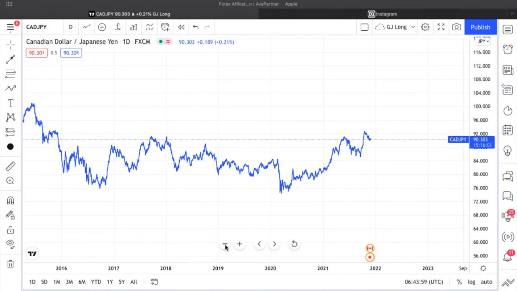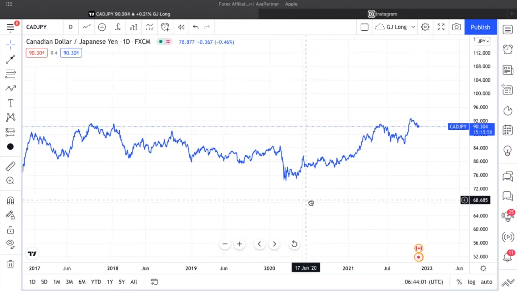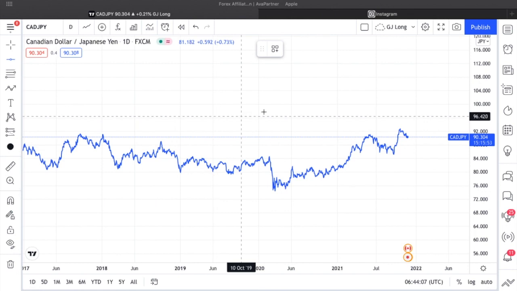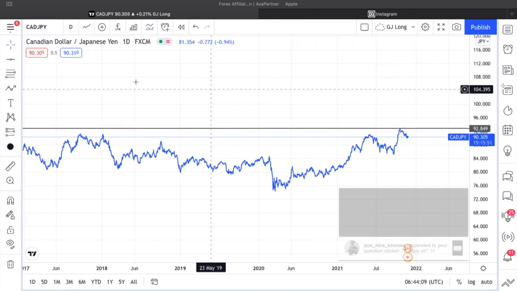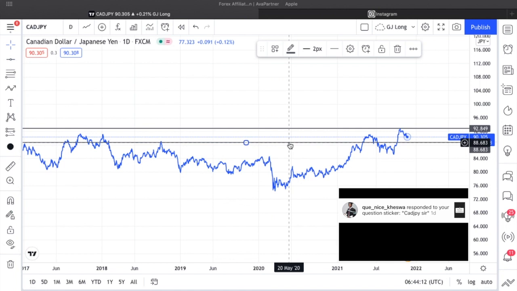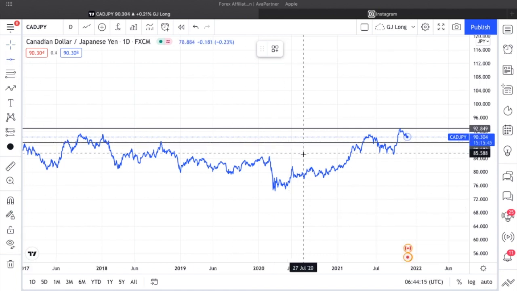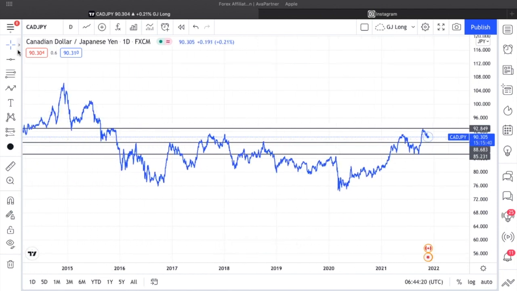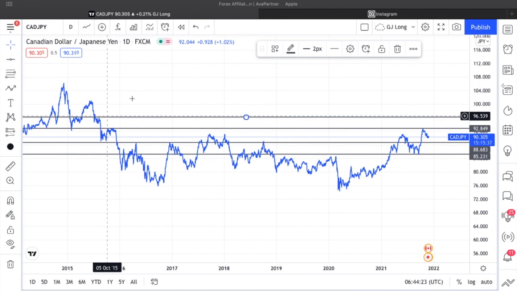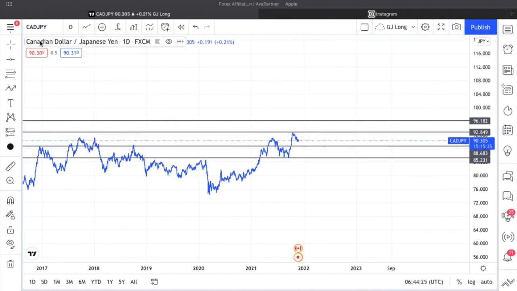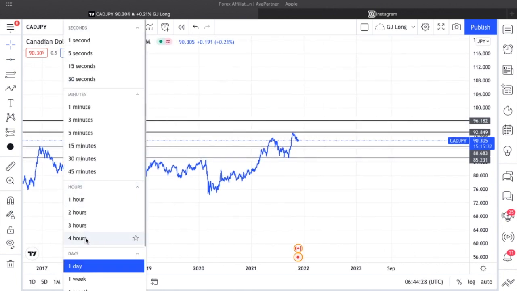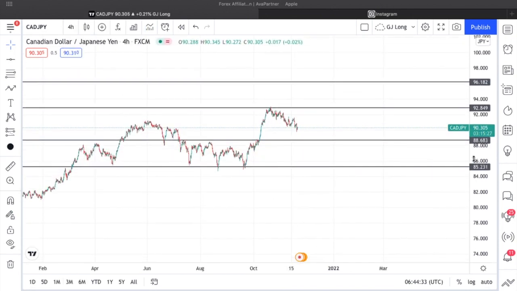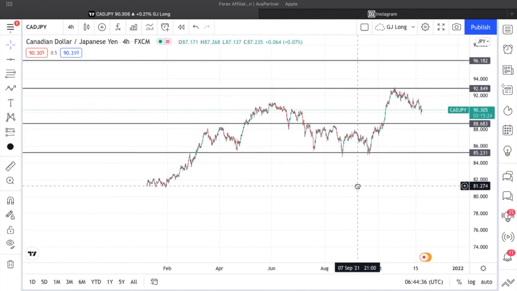So the last request I decided to take into consideration was the request for CAD JPY. So the CAD JPY request came from QNice Castle. So as we've done with the previous currency pairs, start on our daily time frame, check our supports and resistance levels, and after that we move to our 4-hour time frame, where we'll be checking the direction of the trend.